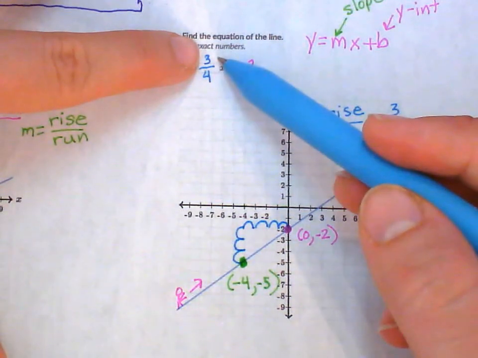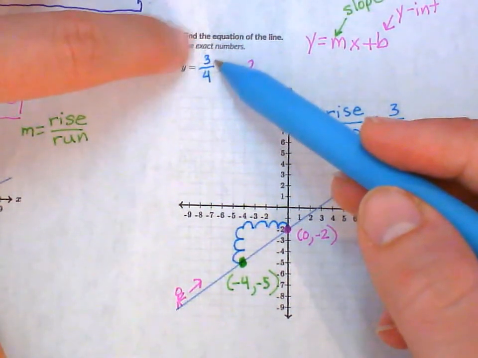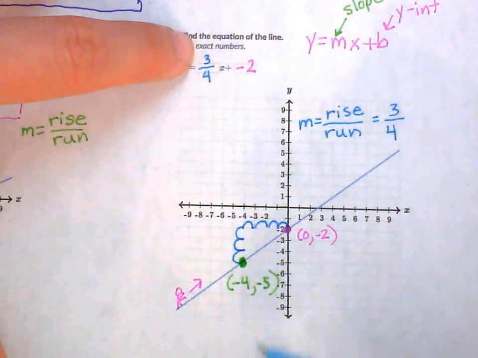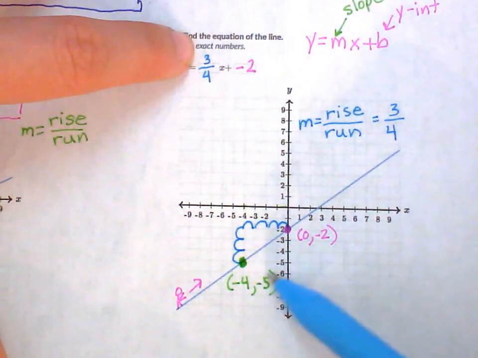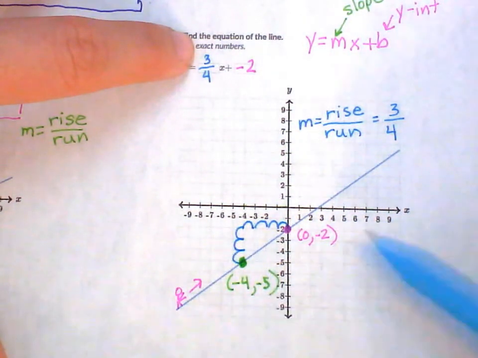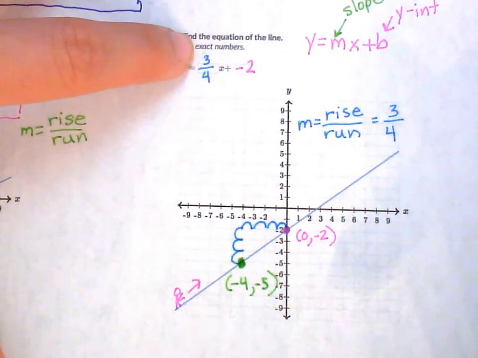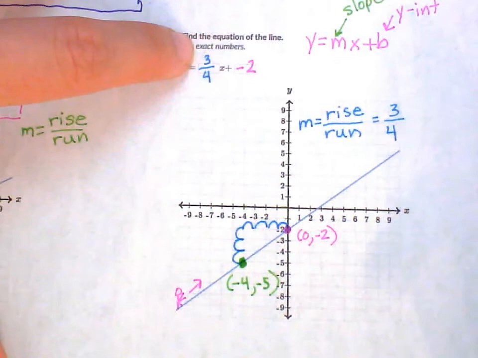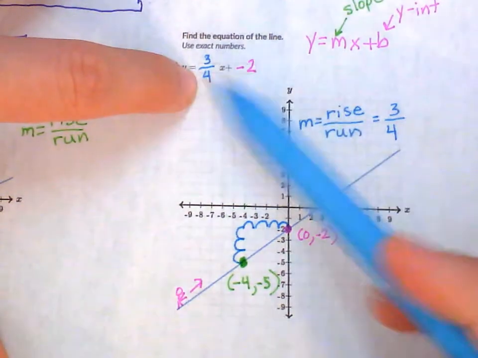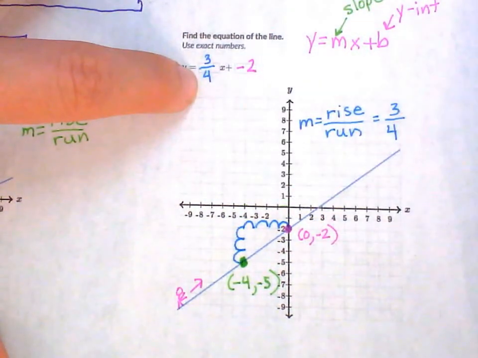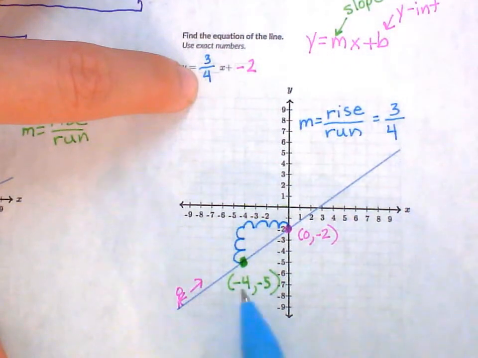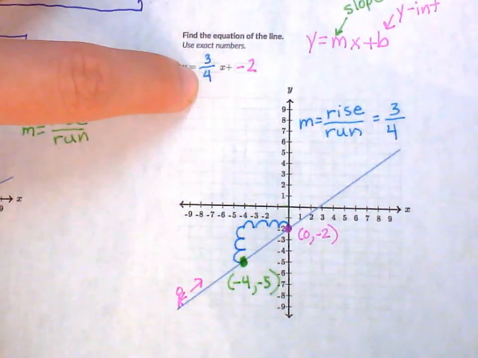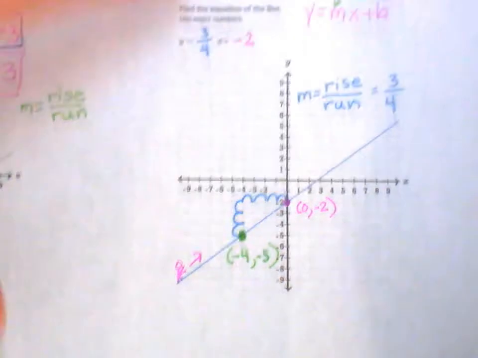So did the y value increase because it's positive? Did the y value increase by 3? Well, the y value went from -5 to -2. So yes, -5 to -2, that's increasing, getting bigger by 3. Did the x value increase by 4? Well, the x value went from -4 to 0. So yes, it increased by 4. Okay?